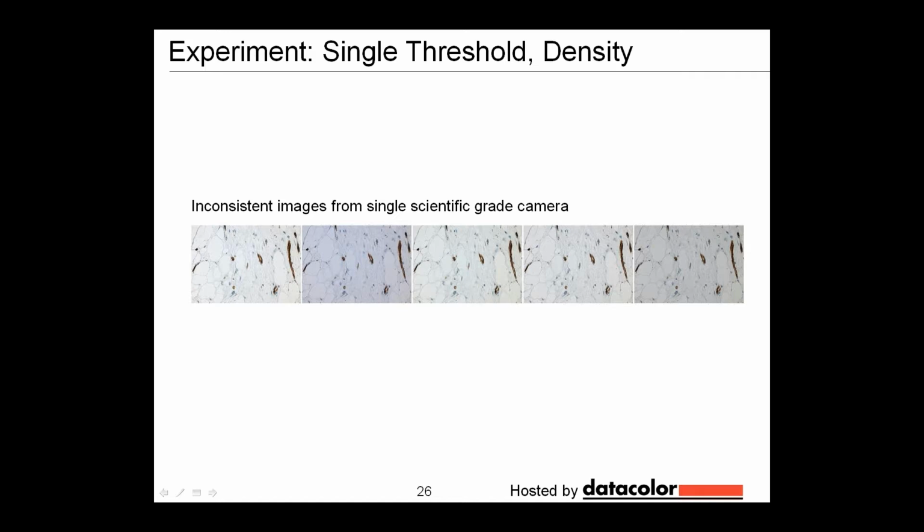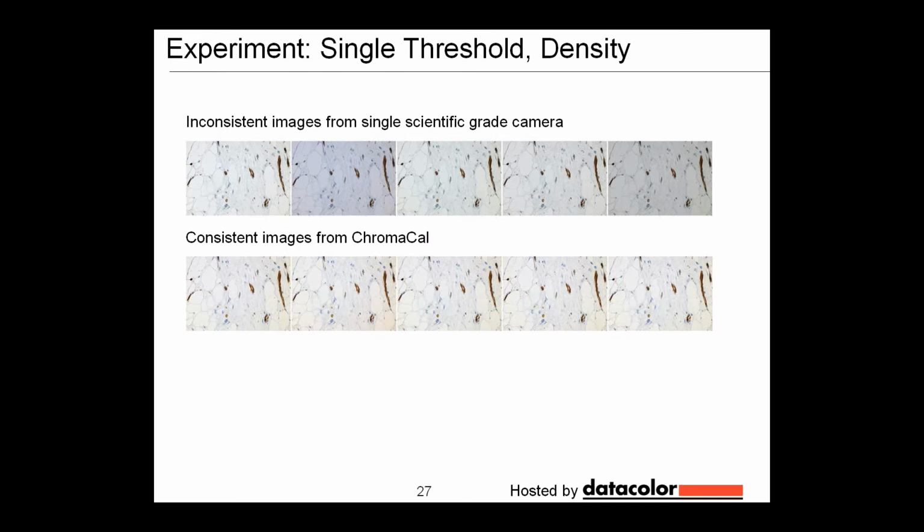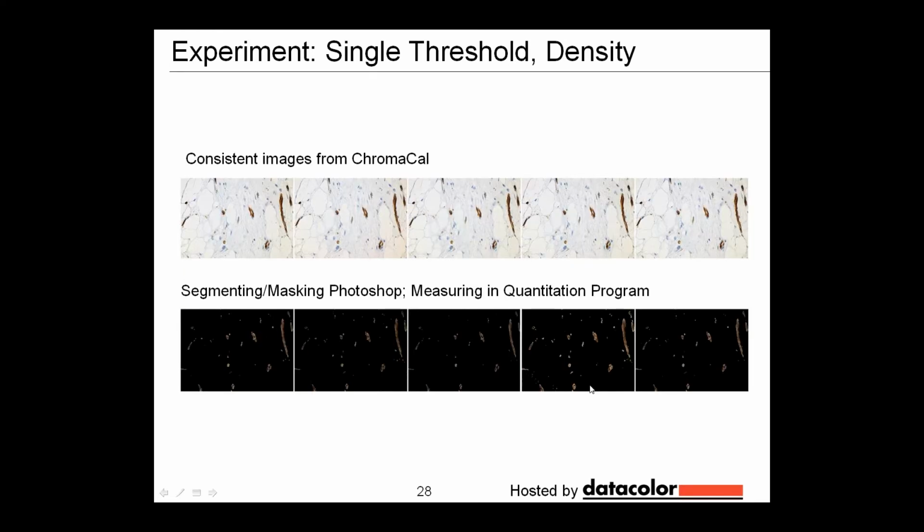So let's do the same thing doing density measurements. Here are the same set of images. These images, again, were corrected in ChromaCal as before. Only this time, from those consistent images, I created a binary image and then inverted it so that I can create a mask, and in that manner I only measure my features of interest here.